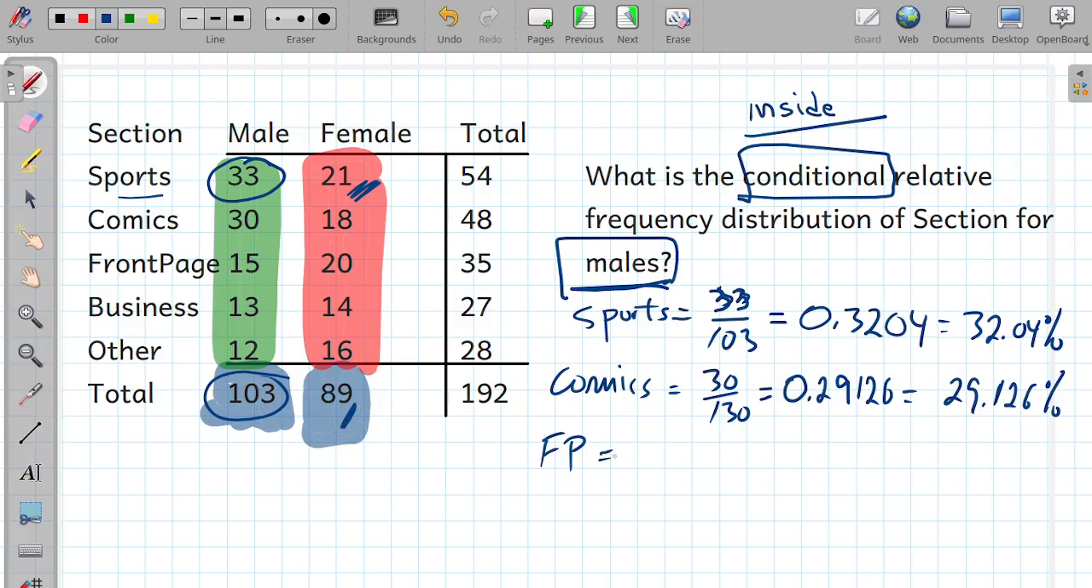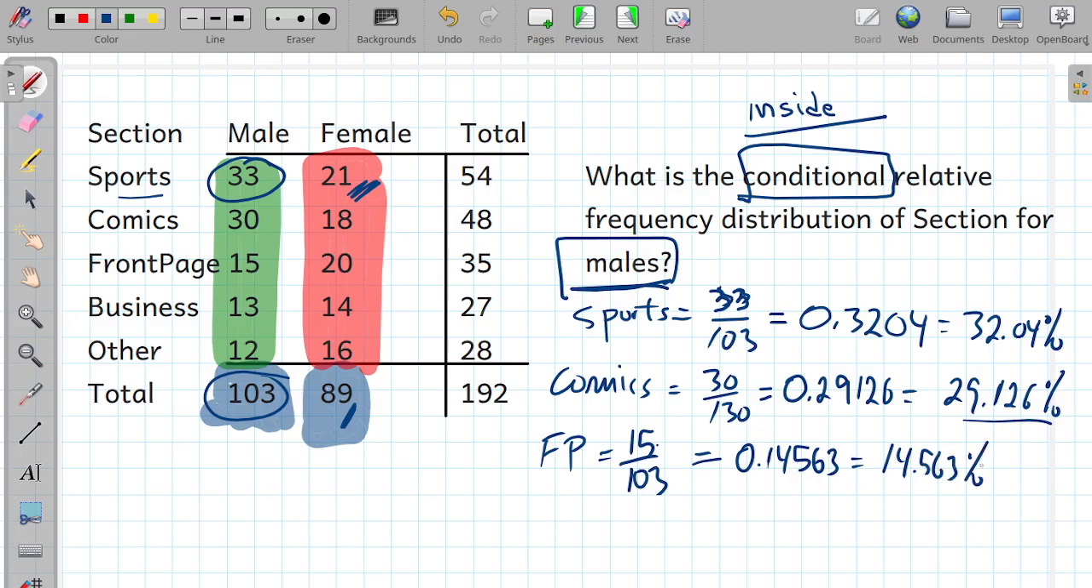Okay, and we have front page, which we're just going to call FP, because I don't feel like writing that out, being lazy and such. So here we have 15 out of 103. Now we could use a calculator, but we notice that 15 is half of 30, so that means we just need half of whatever that is. Because, you know, this is how you be lazy. Or at least double check. So this is 0.14563.